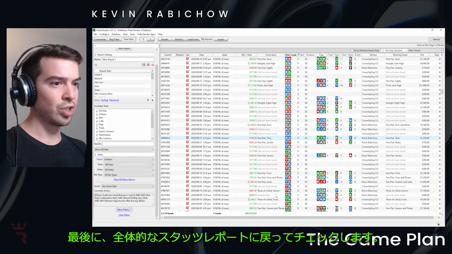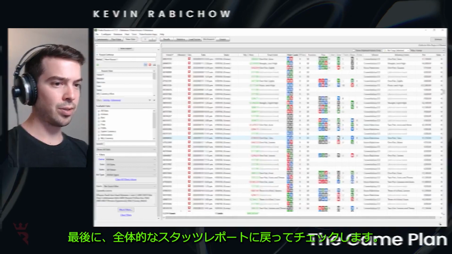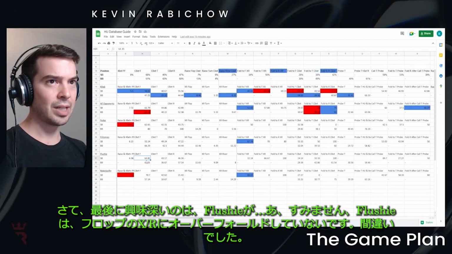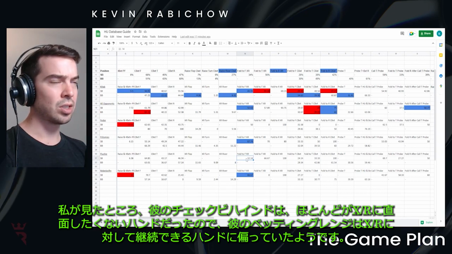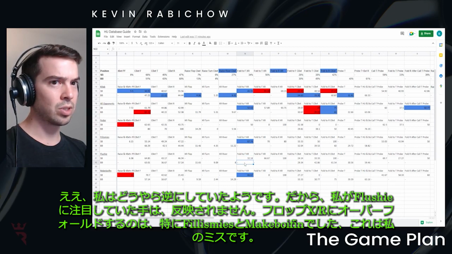And the last thing that I will check, I'm just going to go back to the overall stat report. The last interesting thing here is that Flushy was not overfolding to flop check raise. So I had that wrong. He's actually the only one over this sample who was playing quite sticky against flop check raise. And with what I was seeing from him checking behind mostly with hands that don't want to face the check raise, that's going to bias his betting range towards hands that can continue against the check raise. Yes, I had this somewhat backwards.